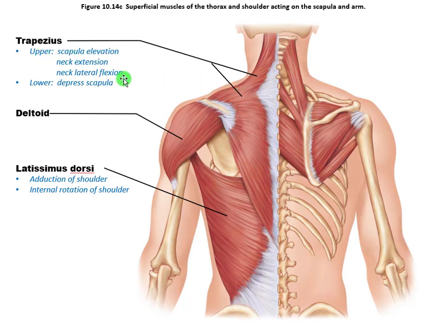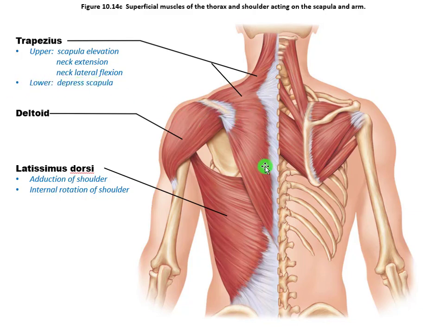Well, the upper part of it is going to elevate the scapula. If you were to shrug your shoulders, thinking of bringing your acromion towards your ears, that is scapular elevation. It can also extend the neck. That would be like if you're sitting and now you decide to look up at the ceiling. That's neck extension. And it also does neck lateral flexion, and that would be like taking your left ear, bringing it towards your left shoulder, or doing the same thing on the other side, right? Right ear to the right shoulder. That is lateral flexion. What does the lower part of the trapezius do?